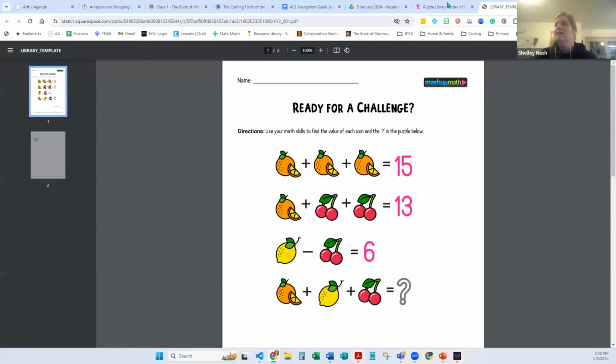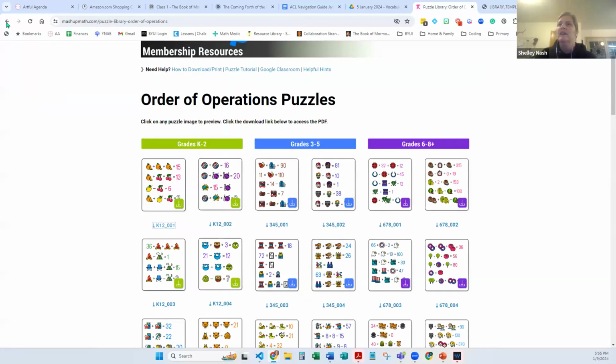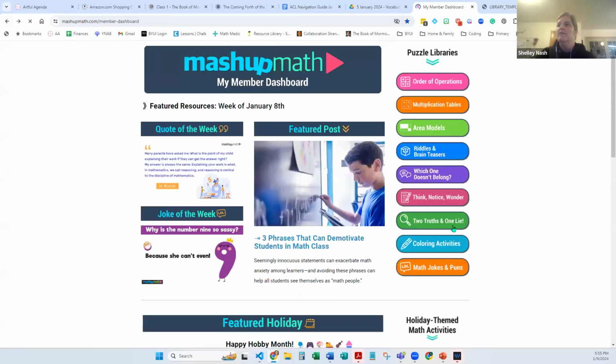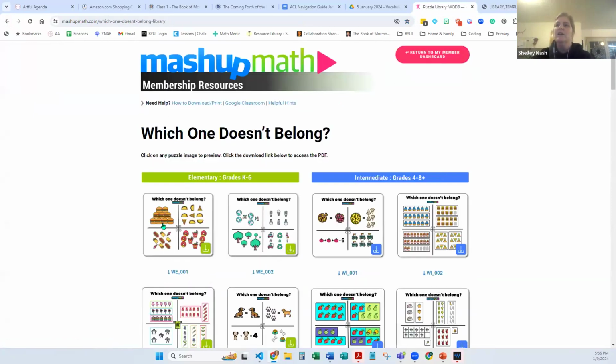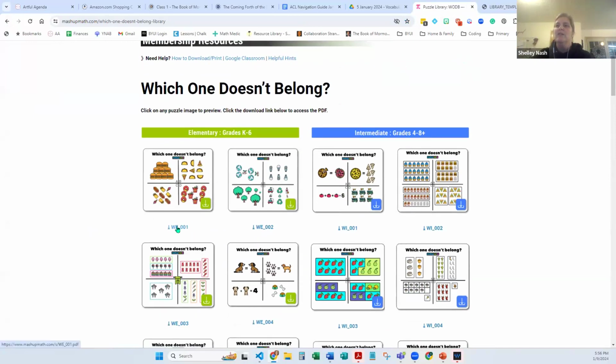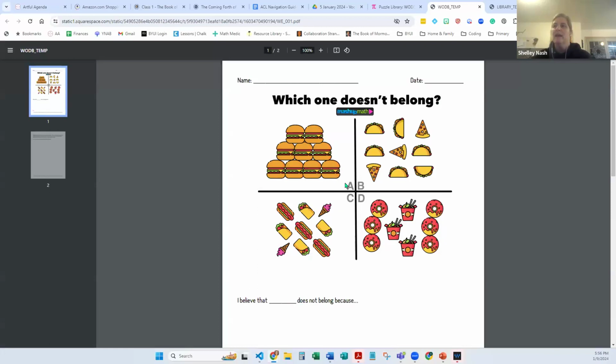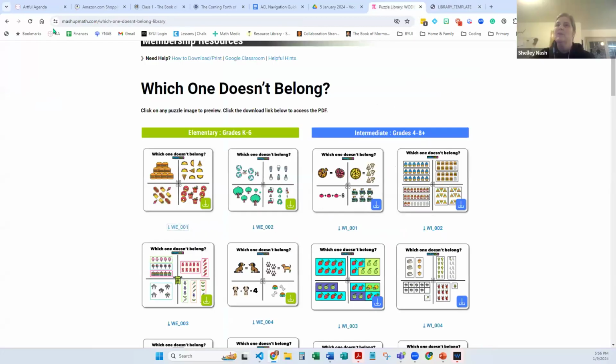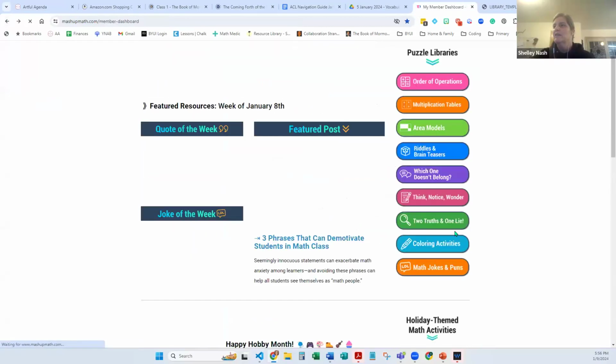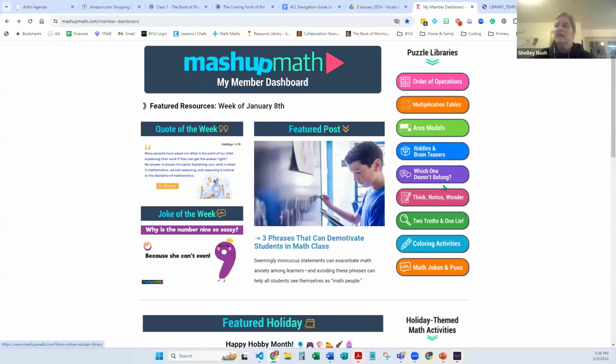There are right or wrong answers, but they have an entire library of Which One Doesn't Belong, which, once you've exhausted the Which One Doesn't Belong website, these are nice. They also have what they call Think, Notice, Wonder, but you'll see elementary grades, Which One Doesn't Belong. And they have a sentence stem. I believe A, B, C, D doesn't belong because. Nice. And I really like those because we know we like Which One Doesn't Belong. The other one I use a lot is the Notice, Wonder, and Two Truths and a Lie is also really fun.